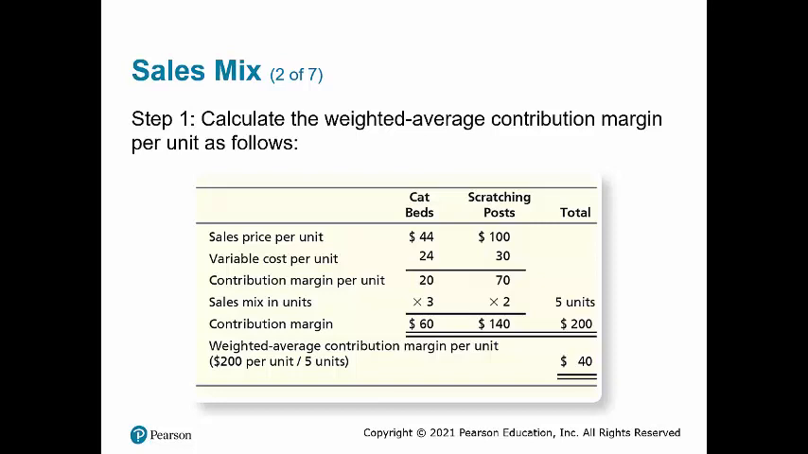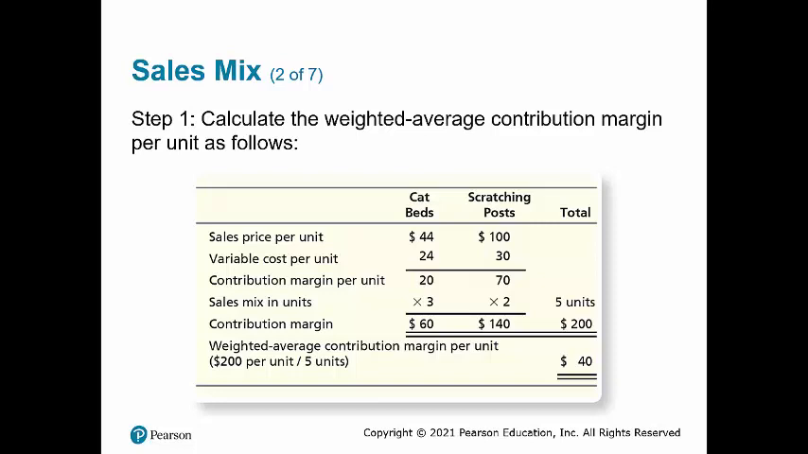Each package would include 5 items, 3 cat beds and 2 scratching posts. So using the sales mix, we can determine the break-even point for Cool Cat for both cat beds and scratching posts. Cool Cat's total fixed costs are $40,000. The cat bed's unit sales price is $44 and the variable cost per bed is $24. The scratching post unit sales price is $100 and the variable cost per post is $30.